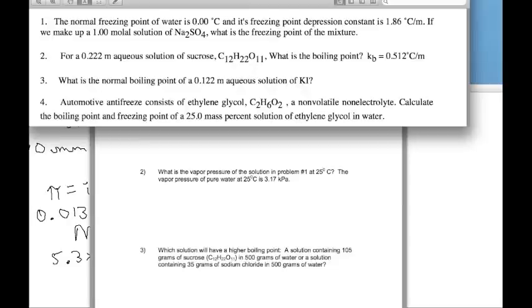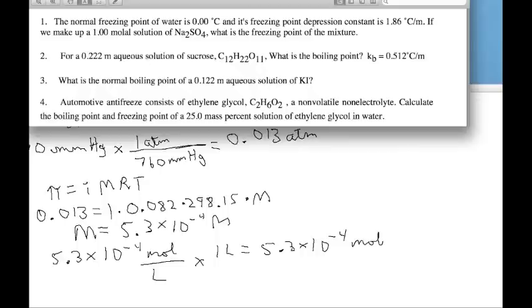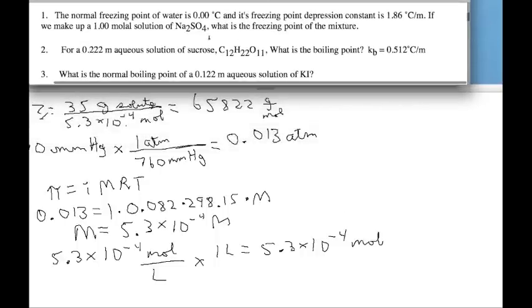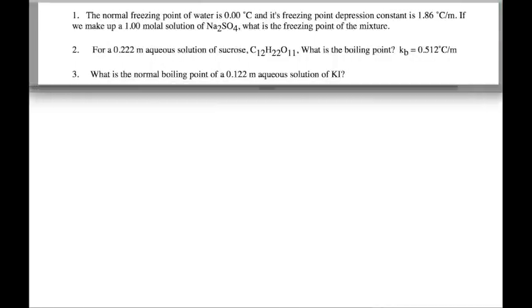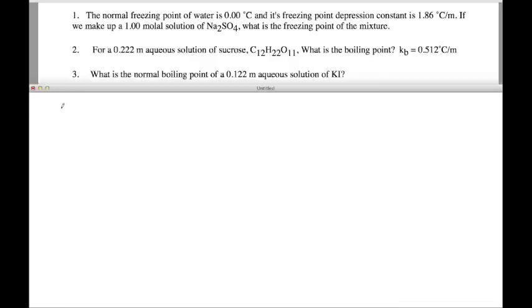Okay, let's try number one here. The normal freezing point of water is 0 degrees Celsius, and its freezing point depression constant is 1.86 degrees Celsius per molal. If we make up a 1 molal solution of sodium sulfate, what is the freezing point of the mixture? Well, they're looking for the freezing point, so that would be not delta, but TF for temperature final freezing. So delta TF is equal to KF times i times little m molal.